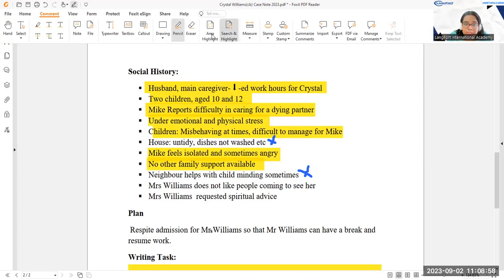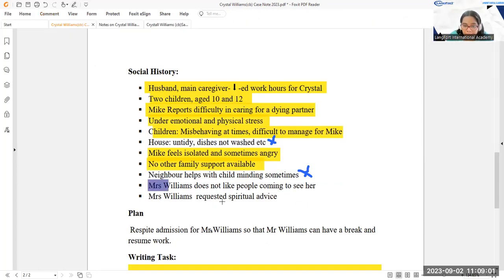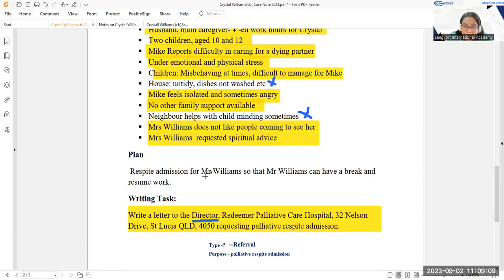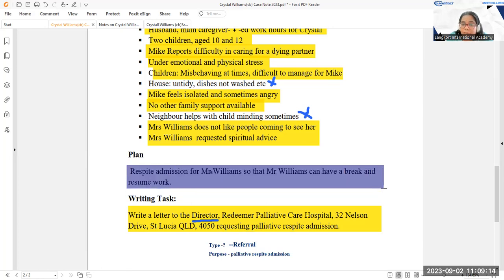And what about the last two points? How does the patient feel? She does not like people coming to see her and she has asked for spiritual advice. I can include that. Now look at the plan. The plan is respite admission for her. Why? So her husband can take a break, and I need to include that as well.